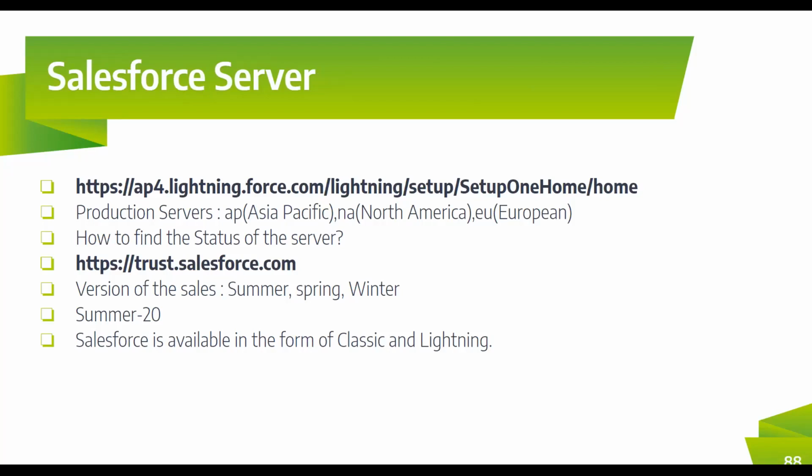AP4 is called Asia Pacific. It is talking about the server detail. AP4 is nothing but Asia Pacific, so 4. And we are going to use the Lightning platform. Which domain are we going to use? We are going to use pros.com. Likewise, we have other servers, such as North America, European, Canada.